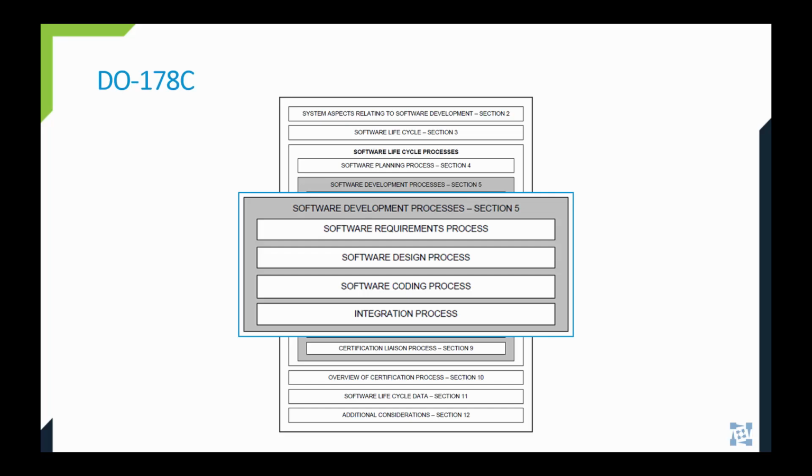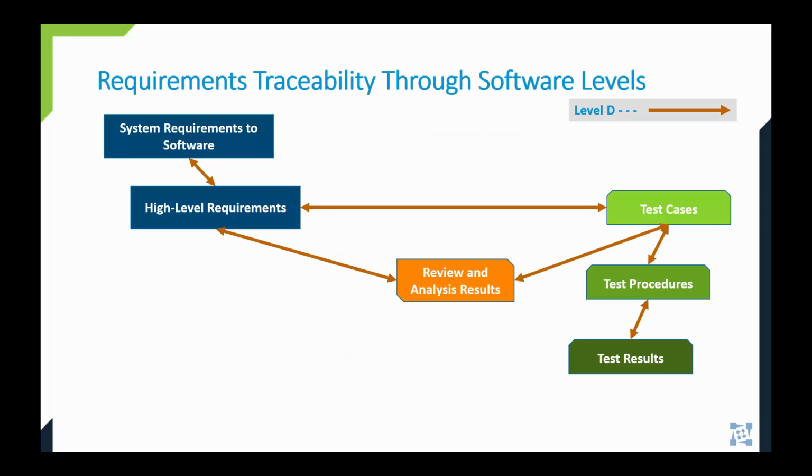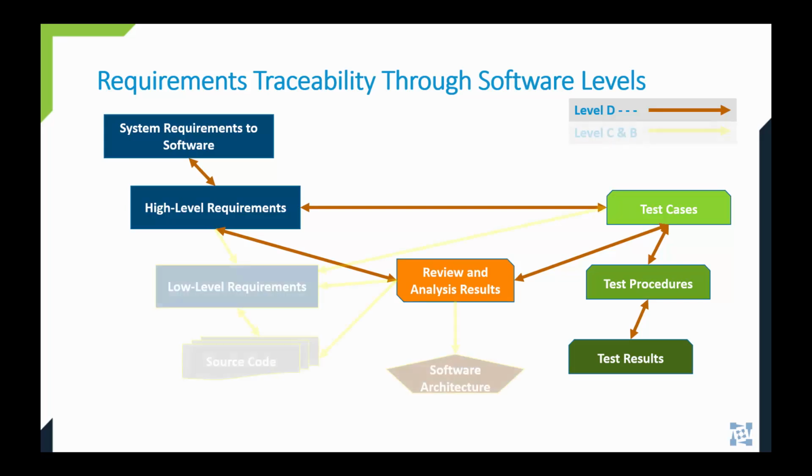Traceability is crucial to DO-178C, and the depth of traceability varies based on the DAL or software level. So let's step through this very important aspect of traceability. If we look at the traceability that is required for DO-178C level D, we don't care about how the software has been developed, and as such, there is no need to have any traceability to the source code or software architecture. As can be seen here, we just need to trace from the system software requirements to the high-level requirements, and then to the test cases, test procedures, and test results.